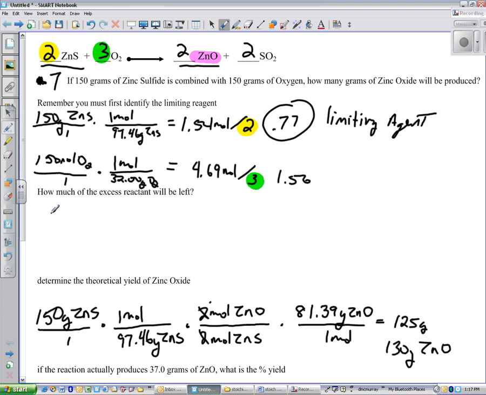Now, when I want to find my excess reactant, I use the amount that I had for my zinc oxide, and I go backwards. So I'm going to find out how much of the ZnO, and I'm going to compare it to the oxygen. And so when I do that, I'll end up taking my 125 grams ZnO.